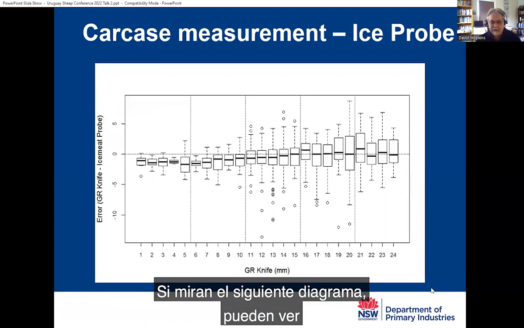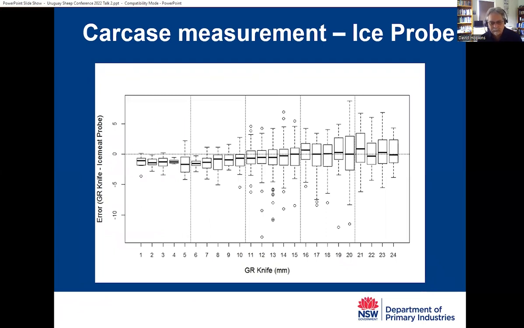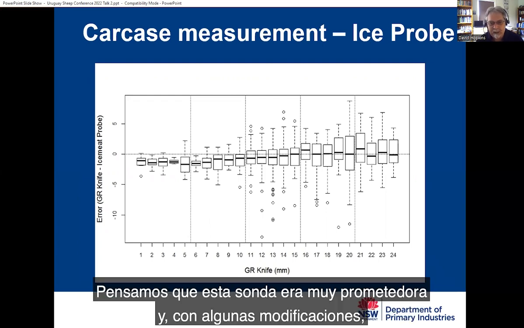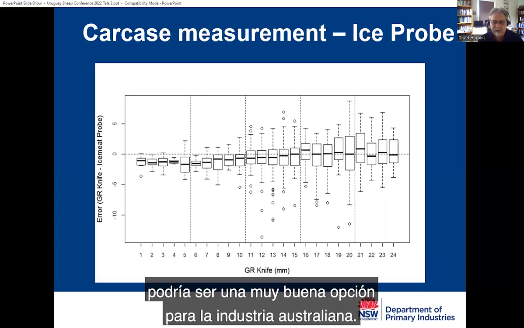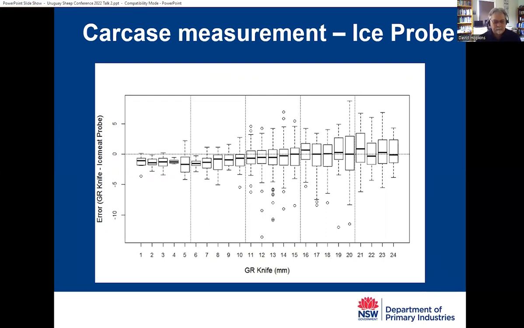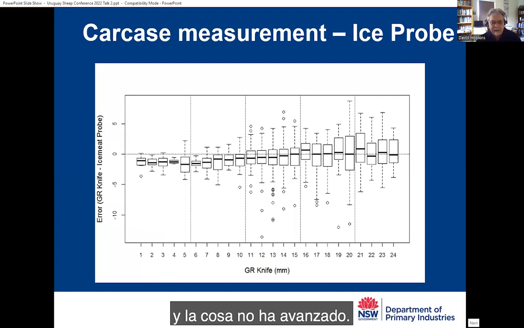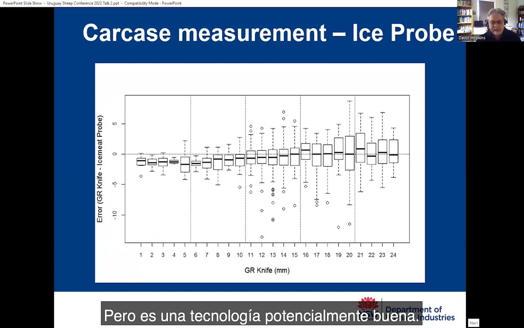And if you look at the next data, you can see this is sort of like the residuals or the error. And the error is greater in the fatter carcasses. And so we deemed that this probe had a lot of promise. With some modifications, potentially it could be a very good option for the Australian industry. Unfortunately, the funding bodies sort of capitulated on it, and it hasn't gone further than that, but it is a potentially good technology.